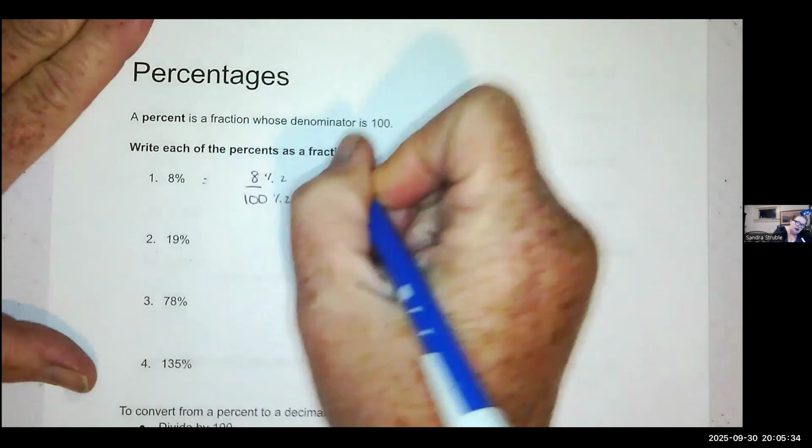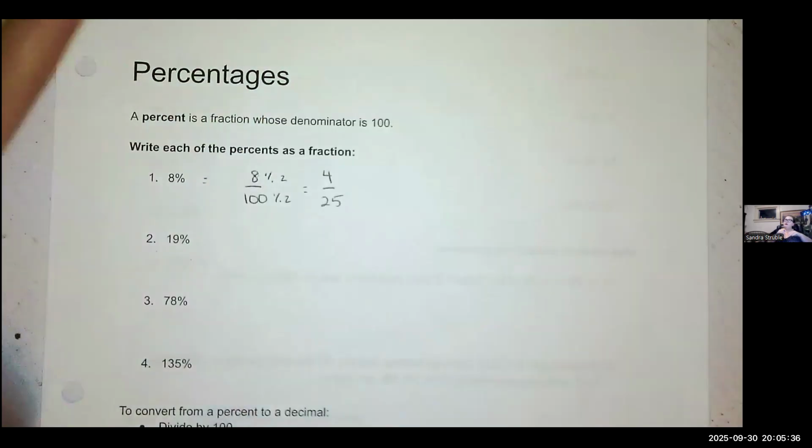Now, I would accept 8 divided by 100 because that is truly a fraction replacing the percent. Either way, they're both right answers. We're going to do the same thing with these next few, and then we'll go from there.